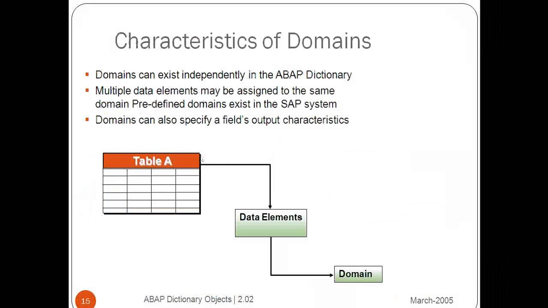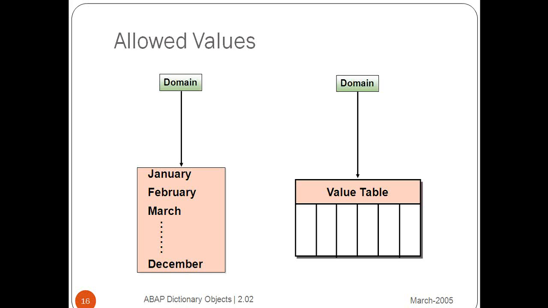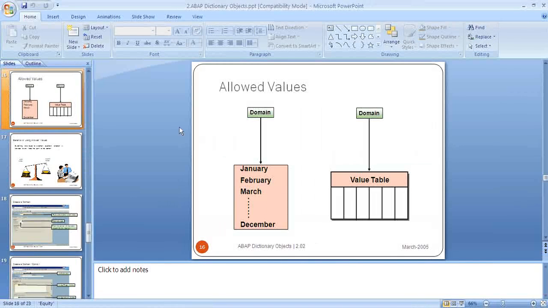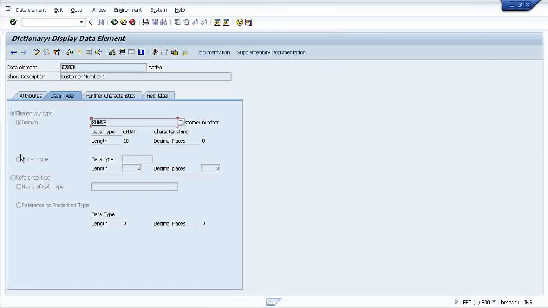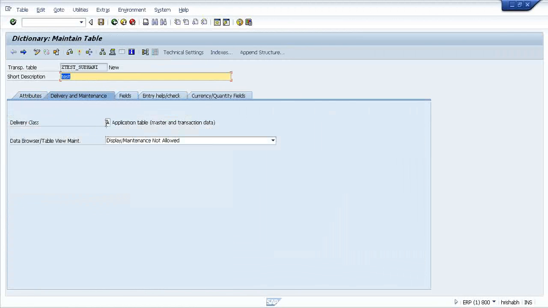Domains, characteristics of a domain. It could have how many characters. Allowed values. Okay, this is one important point. Now, allowed values, the term is simply when I press F4 here, you have noticed what values I can put here, and it will not accept anything.